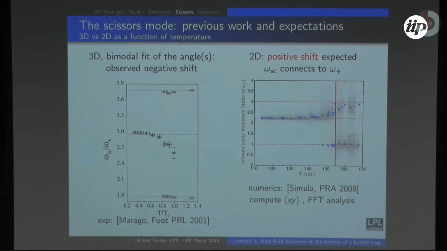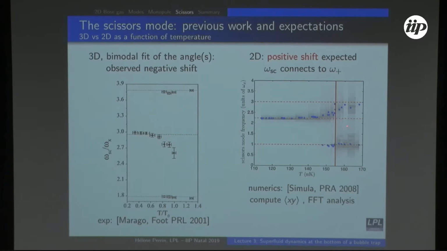And one motivation was the fact that in 3 dimensions, this has been done in the group of Chris Foot, and they observed that at low temperature, they have the scissors oscillation. At high temperature, they have the 2 omega plus minus y frequencies. And there was a middle region where they see the 3 of them, and they see, when increasing the temperature, a negative shift of the scissors frequency due to the presence of the thermal gas.